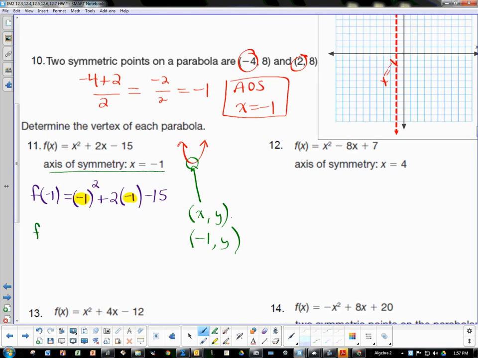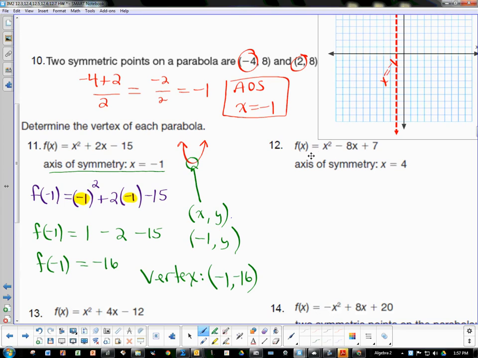Let's go through the math. F at -1 is equal to 1, minus 2, minus 15. So f at -1 is equal to -1 minus 15. That's going to be -16. So now we have our vertex. Our vertex is -1 comma -16.